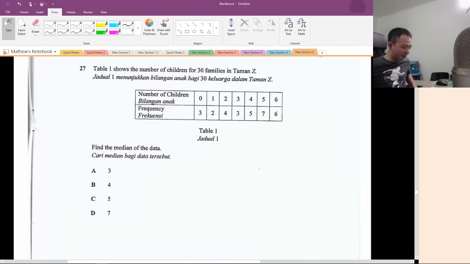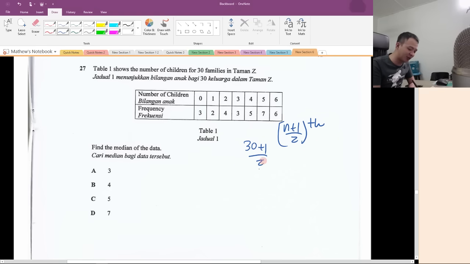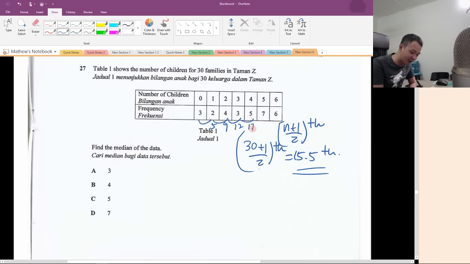Okay, table 1 shows the number of children in 30 families. So the median of the data. In order to find the median, I will use the formula (n plus 1) over 2 th, right? n is 30, plus 1 over 2 th, I will get 15.5. That means my median is at 15.5. I want to know where my 15.5 is. This one plus this one, this is 5. This one plus this one, this is 9. This one plus this one, this is 12. This one plus this one, this is 17. So the 15.5 is 4 in this class, right? So the median is 4. Alright, so this is how we do this.